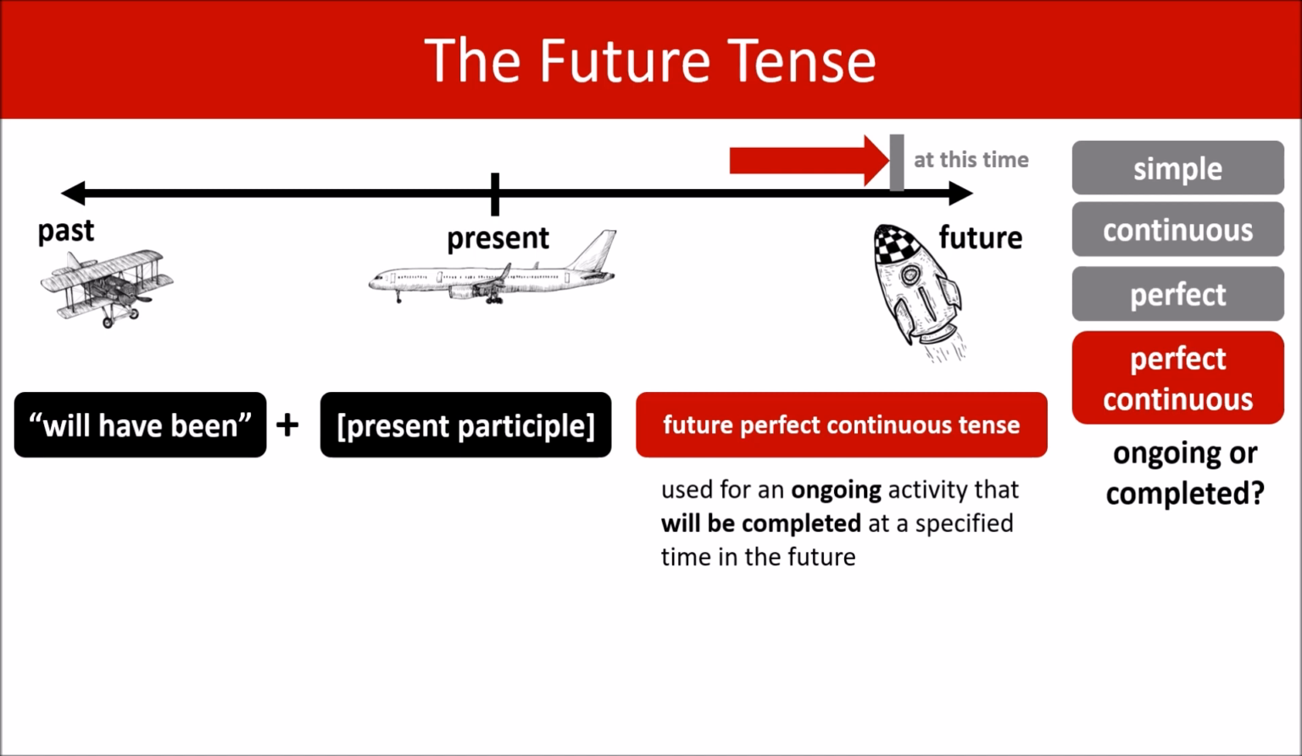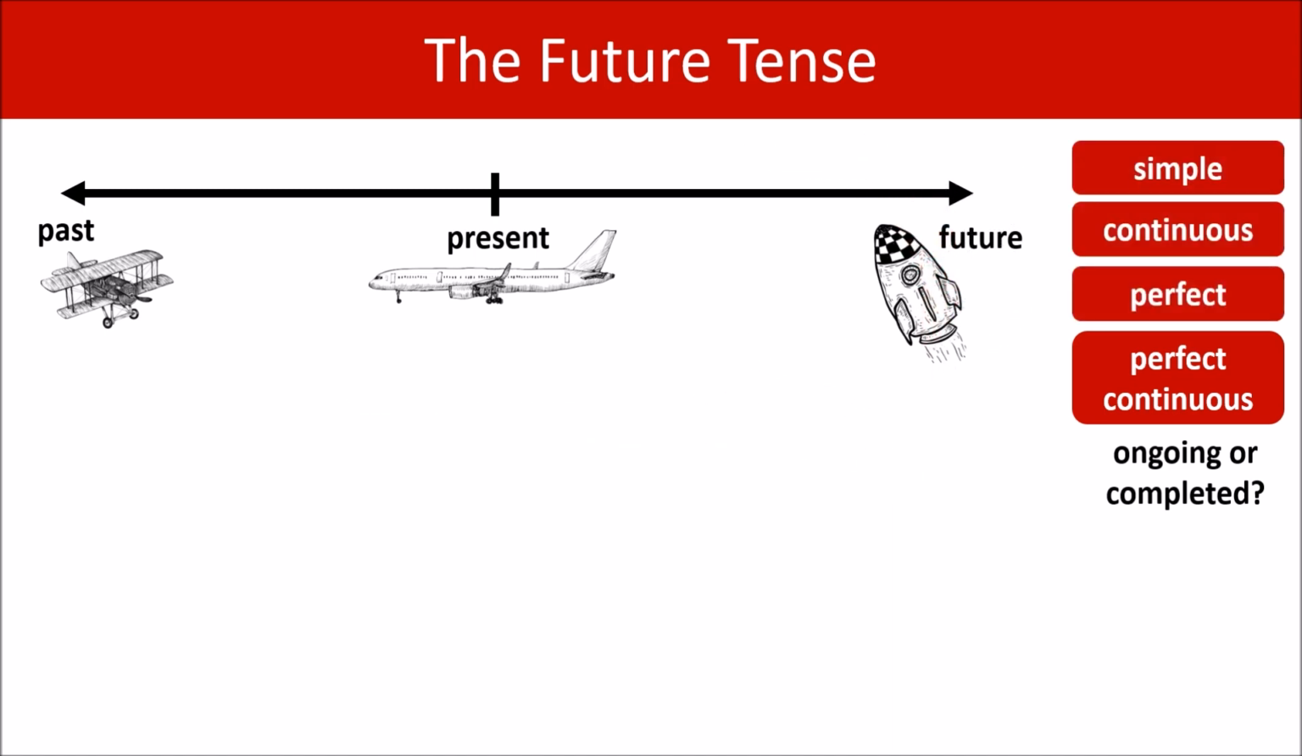So we have covered all 4 aspects of the future tense. Bear in mind that these aspects are also in the past tense, giving us 4 tenses there, and in the present tense, giving us 4 tenses there. So in total there are 12 tenses, and that's what we're going to quickly look at.